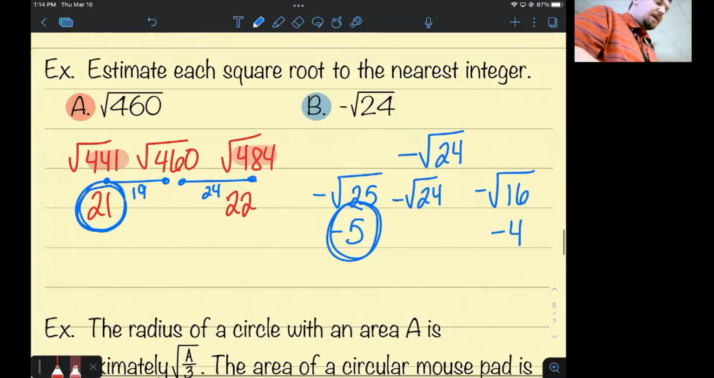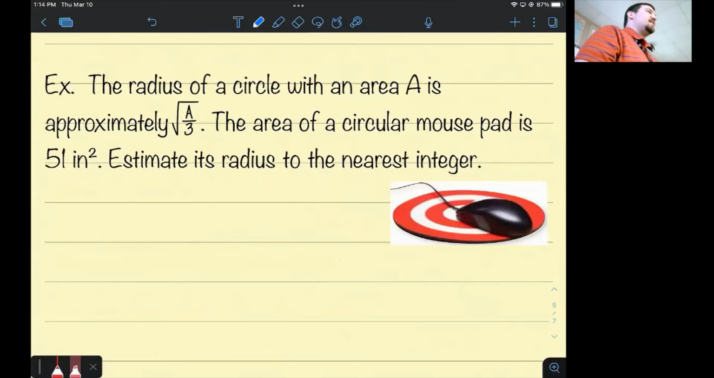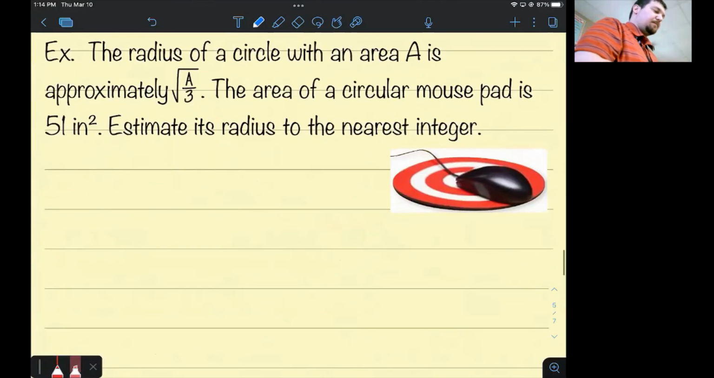Okay, so a couple more problems and we'll switch to today's lesson. I told you today's lesson is not going to take us very long to do. It says the radius of a circle with an area A is approximately the square root of that area divided by 3. The area of a circular mouse pad is 51 square inches. Estimate its radius to the nearest integer.